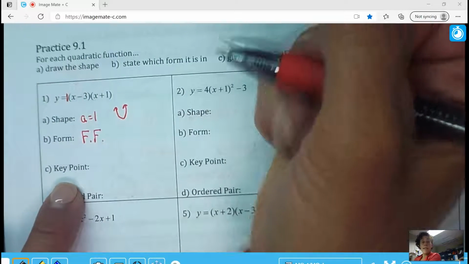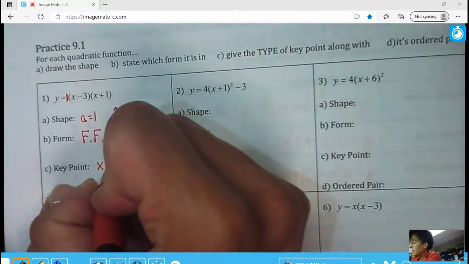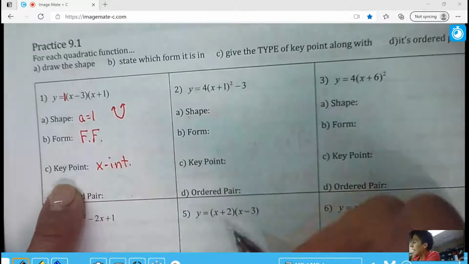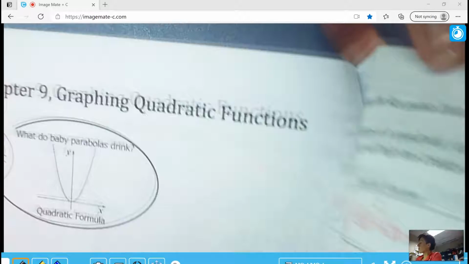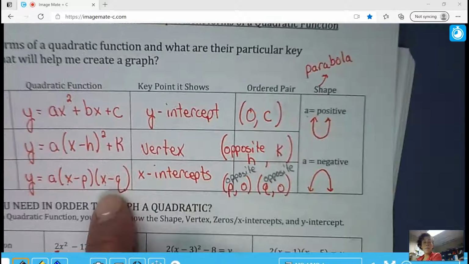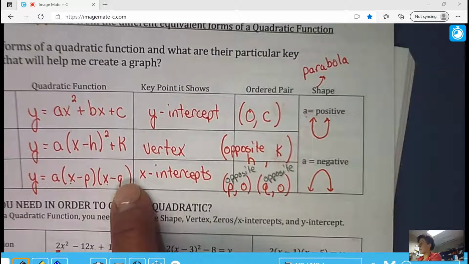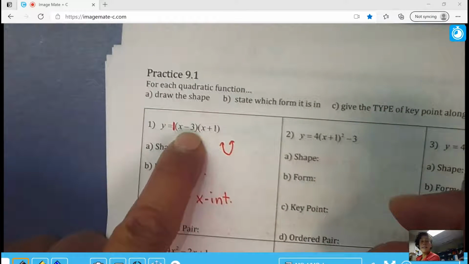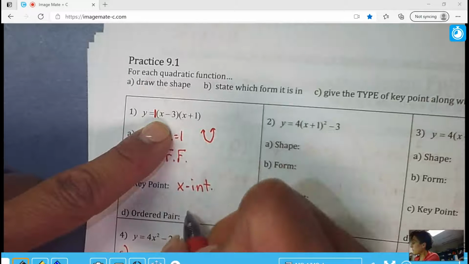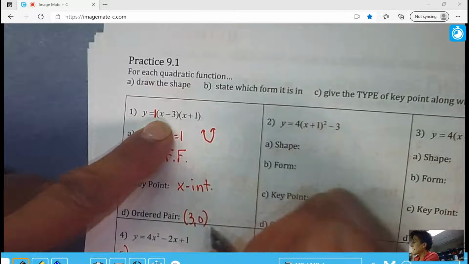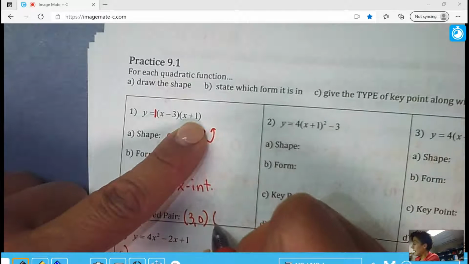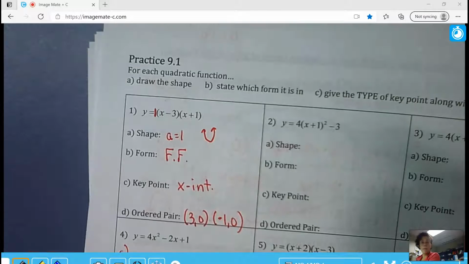The key points that factored form always tells me is the x-intercepts. And if you don't remember, just look back at your notes. We did make that a little addition. Just do the opposite of p. P is the number in the parentheses, and q is the other number in the parentheses. And you always just do the opposite of what you see, and you make the y value 0. So here, if I see -3, I want 3 with 0. And when I see 1, I want -1 with 0.